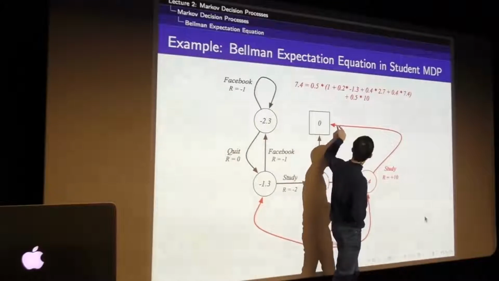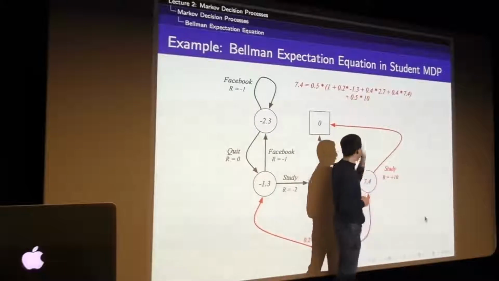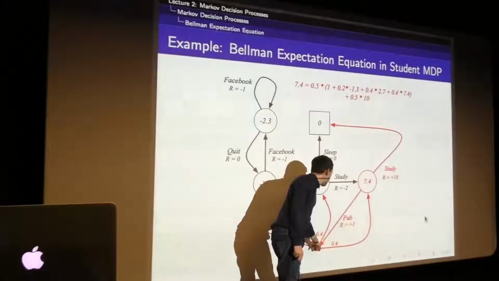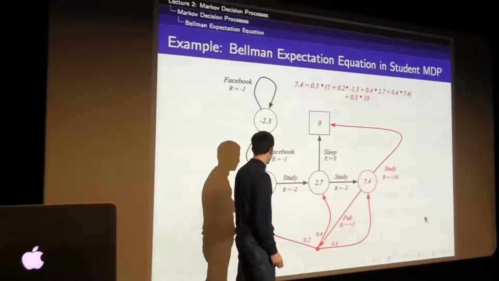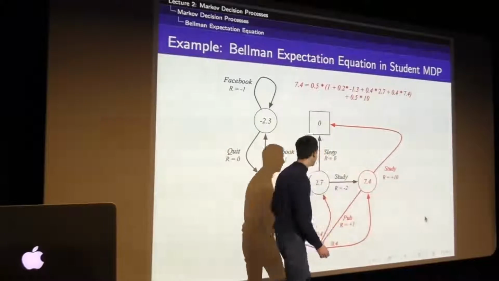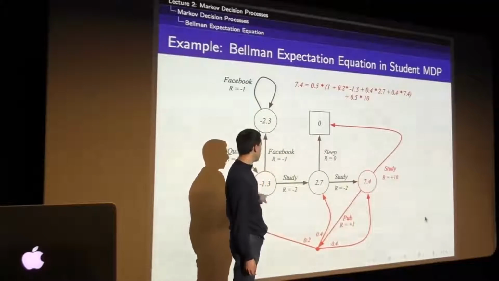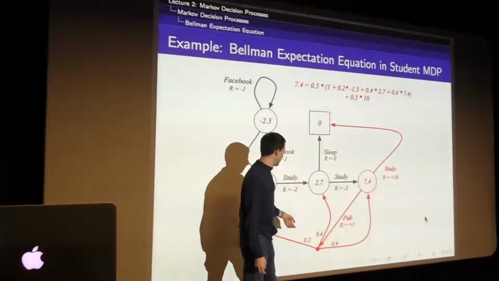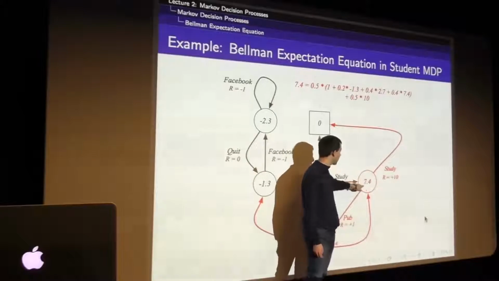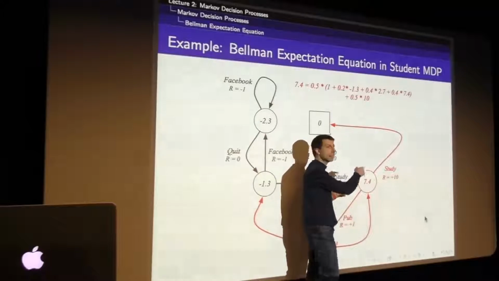There's a 0.5 chance we'll take this arc and get plus 10 reward. That's this part here. There's also a 0.5 chance we'll end up taking this arc, end up in the pub, and the pub might take us with 0.2 probability over here, 0.4 probability over here, 0.4 probability over here. And in each of those cases, we'll end up in a different state with a different value. So there's a 0.2 chance we'll end up in this state here with value minus 1.3. There's a 0.4 chance we'll end up in this state with a value of 2.7. And a 0.4 chance we'll end up in this state here with a value of 7.4 again and end up where we started. So you can see this is quite cyclic.